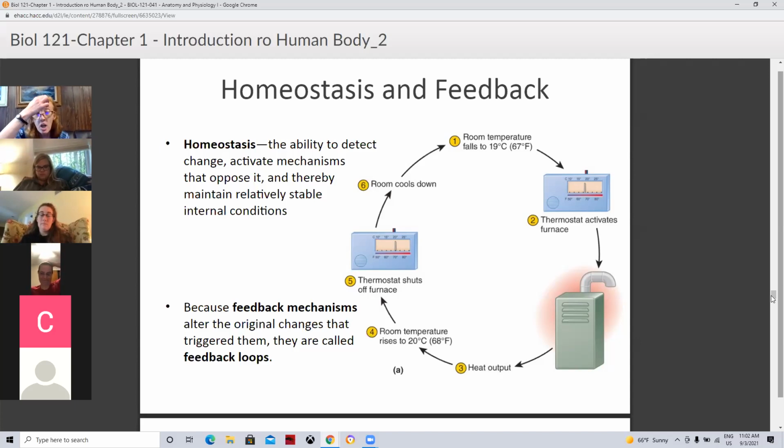So if we have an example of a heater, the temperature falls to 19 degrees Celsius or 67 degrees Fahrenheit. That's cold. We don't like it to be that cold. We can't function that well when it's that cold. The thermostat activates the furnace. We get some heat output.